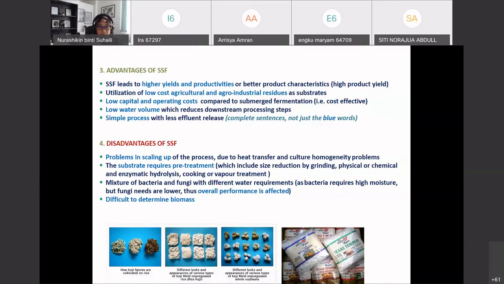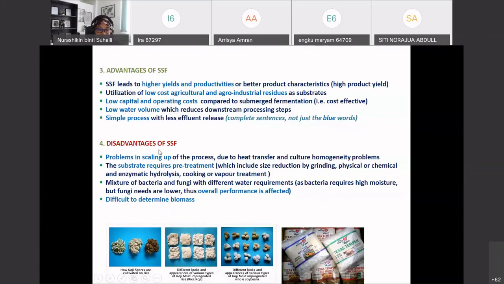Okay, it's a simple process with less effluent release. I think I've mentioned it. Simple process, one of the reasons is that it doesn't require lots of water, and then the downstream is much simpler. It doesn't release effluent in liquid form, whereas in submerged fermentation, there is lots of liquid waste generated at the end, even in the separation of the products. Okay? So those are the advantages of SSF.